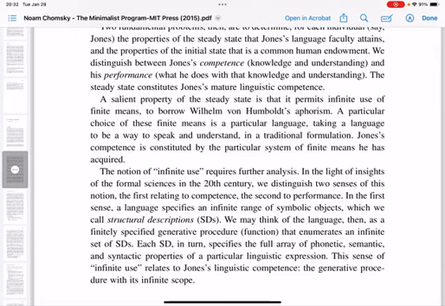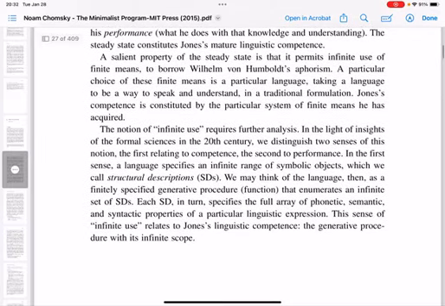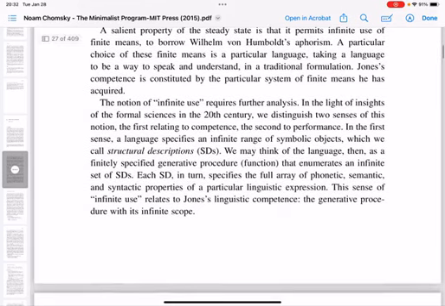linguistic competence. A salient property of the steady state is that it permits infinite use of finite means. To borrow Wilhelm von Humboldt's aphorism, a particular choice of these finite means is a particular language. Taking a language to be a way to speak and understand in a traditional formulation, Jones's competence is constituted by the particular system of finite means he has acquired. The notion of infinite use requires further analysis.